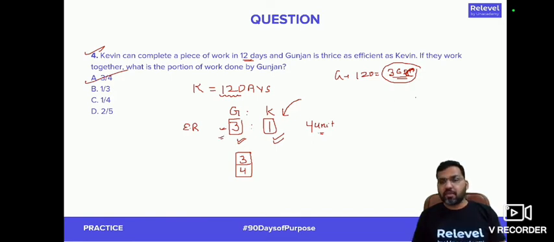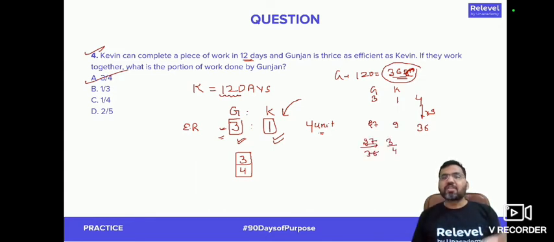If I take it as 36, in that case, Gunjan will be doing 27 and Kevin is doing 9. Still, Gunjan is doing 27 out of 36, which in terms of ratio is still 3 by 4. There's no point of using this information to answer the question. You can straight away answer this question from this point only, right? Answer would be option A.